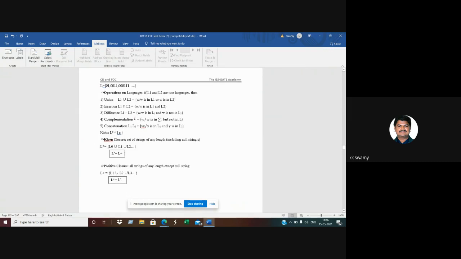Next one is the Kleene closure. Kleene closure of a language means zero or more. That's why L star equals L power 0 union L power 1 union L power 2 until L power n. Next, positive closure means at least one. That's why L power 1 union L power 2 until L power n. All these notations are there.